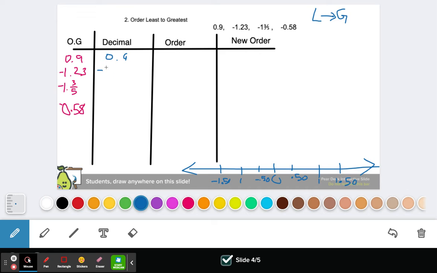I have my negative 1.23 here. And actually, let me try to align my decimals so I can know what is going on. So that's the best I can align my decimals.